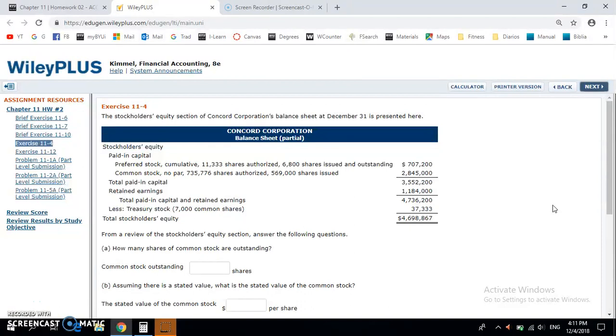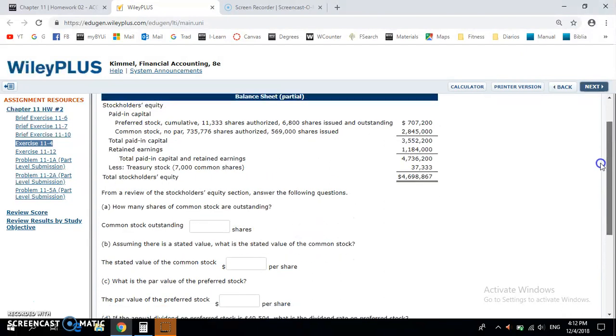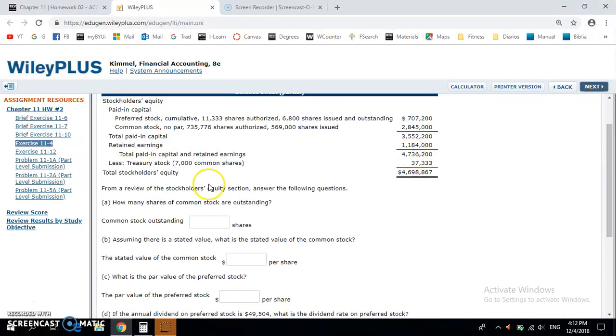We're going to try and solve together exercise number 11.4, and we are given a balance sheet from a company. We have as data the paid-in capital, how much preferred stock and common stock they have, how much retained earnings, and how much treasury stock. And we are asked a few questions, so we're going to try and answer them together.